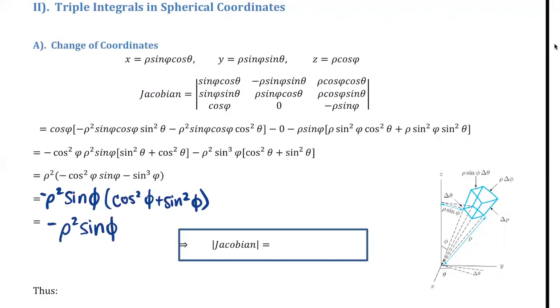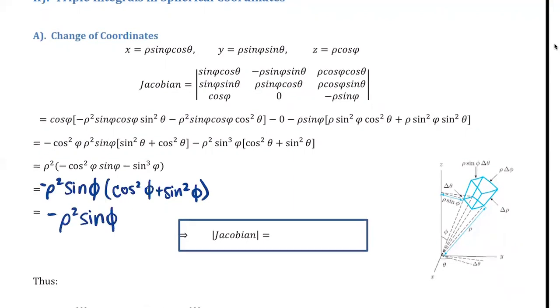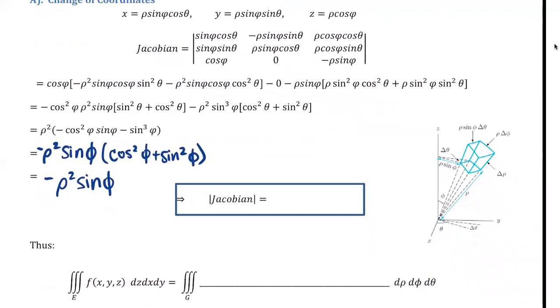So what I put in my integrand is actually the absolute value of the Jacobian. So the absolute value is just going to be positive rho squared sine phi, which is what I'm going to put right here.